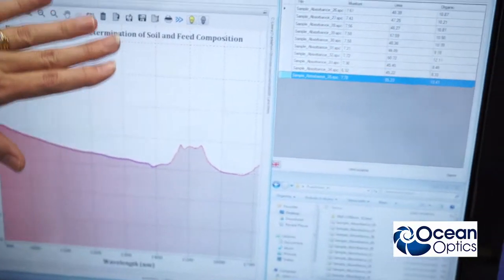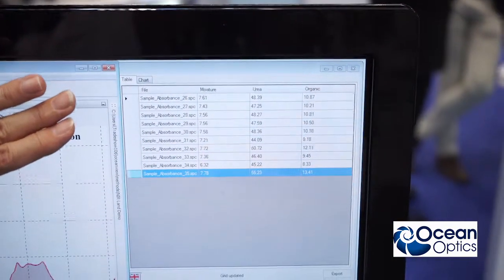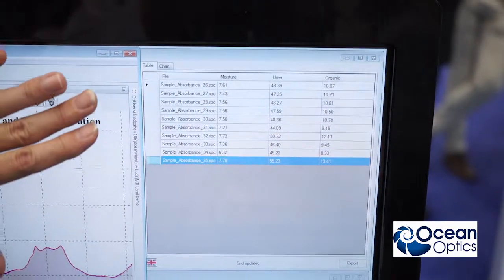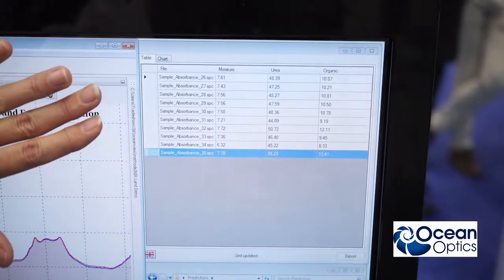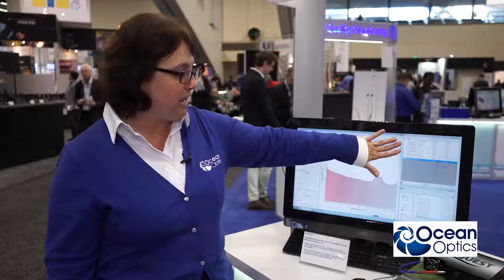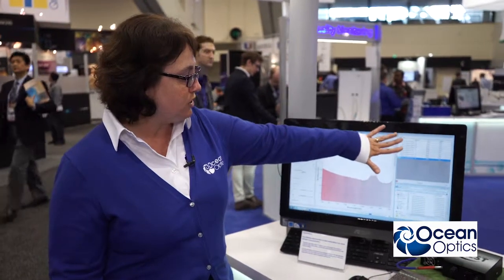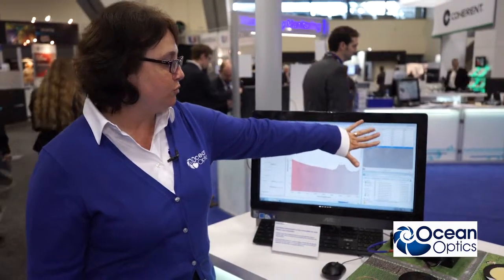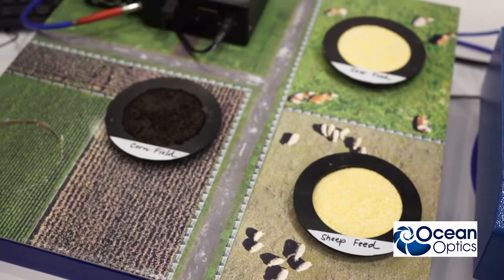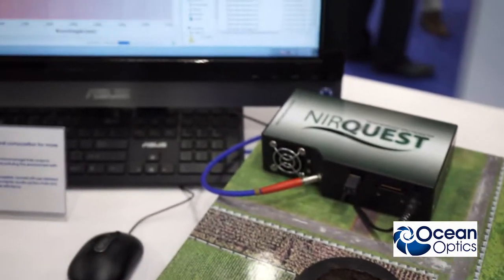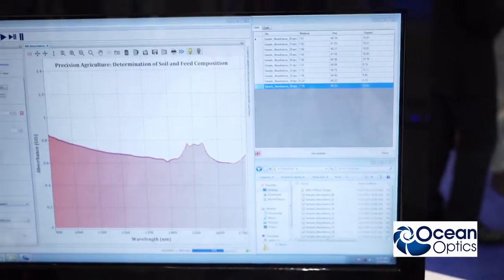And so what we're showing here is the actual values that we're able to get from this spectral data. So by eye, we can see some differences, but to really get the numbers, we have to use a calibration model. So what we can see is, using this model, we're able to look at the moisture, urea, and organic content, very important parameters for the farmer so that he can help with his yields and also to reduce his waste.